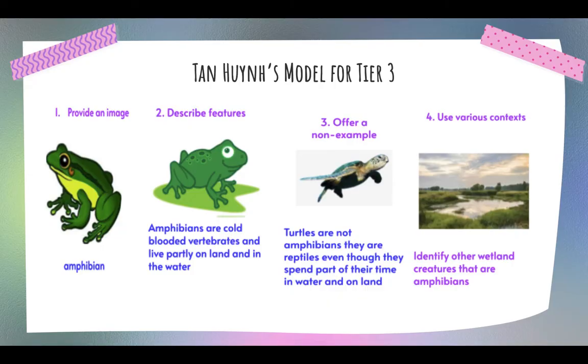To help teach Tier 3 words, I will be using Tan Hun's model for teaching Tier 3 vocabulary. Hun uses 4 approaches. For example, we'll use the word amphibian. He first provides an image to help the learners access the word. Then he goes on to describe the features. The third approach is to offer a non-example. And then finally, he uses various contexts.